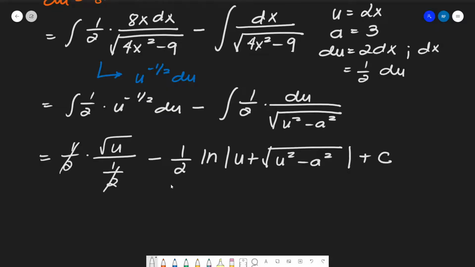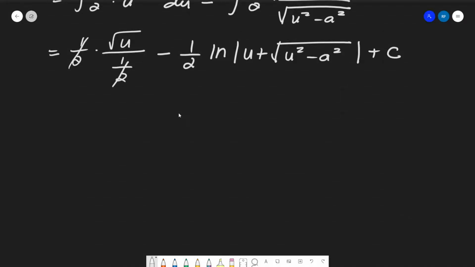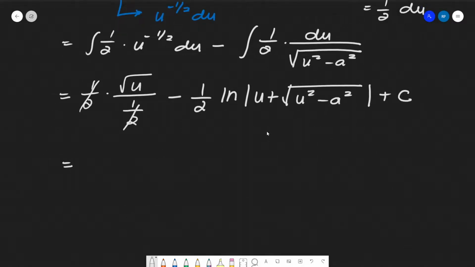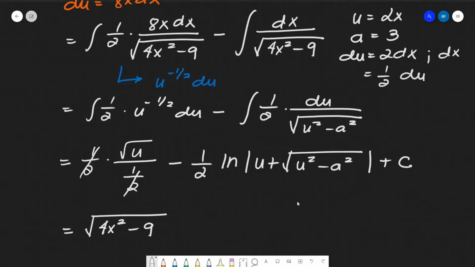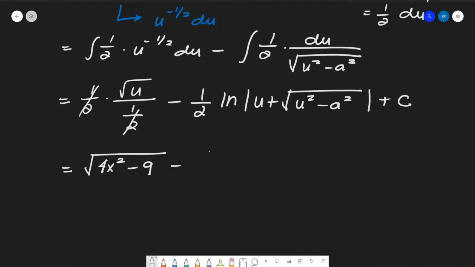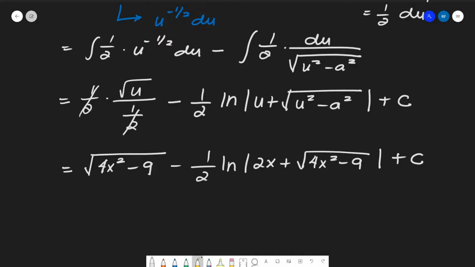So, let's substitute. What is the value of our u in the first term? Our original denominator, which is the square root of 4x squared minus 9. That is our original. Then, for the second, we have 1/2 natural logarithm of 2x plus the square root of 4x squared minus 9 plus c. So, this is our answer. There is no simplification we can do there. So, let's have number 5.